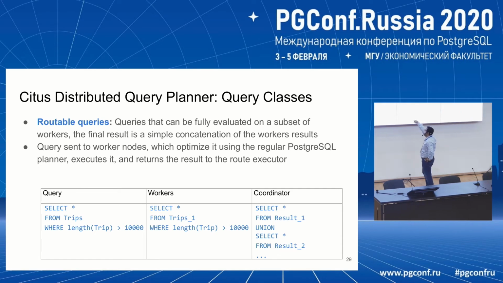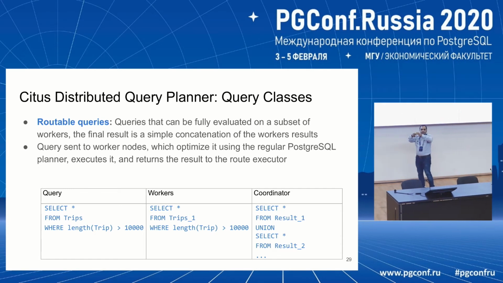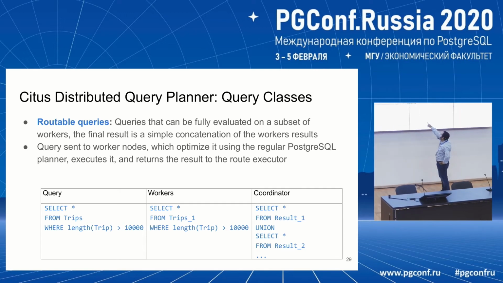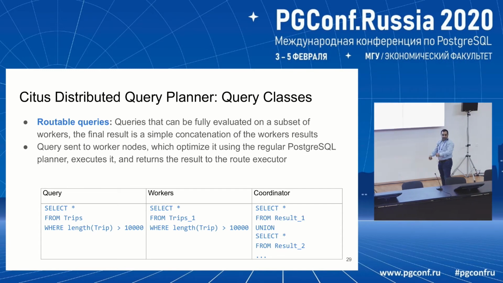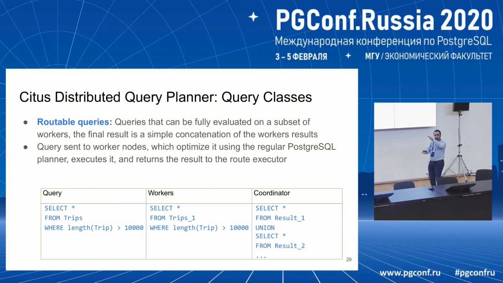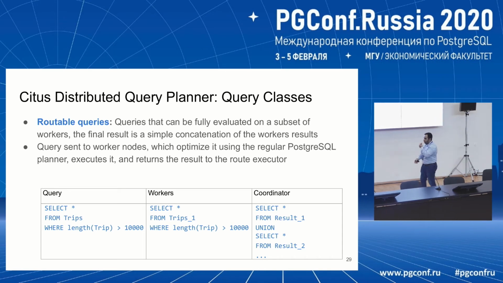One query per worker, so assume that the trip table is the one that is sharded over the worker nodes. So every node is going to receive the same query, but only addressing its local shards. And then the coordinator is going to do a union of all the results. So every node will find the trips that it has which are longer than 10 kilometers, and then the coordinator is going to union all of them.